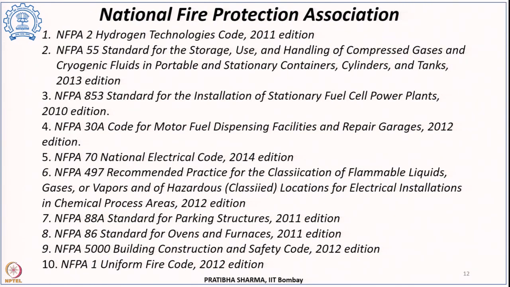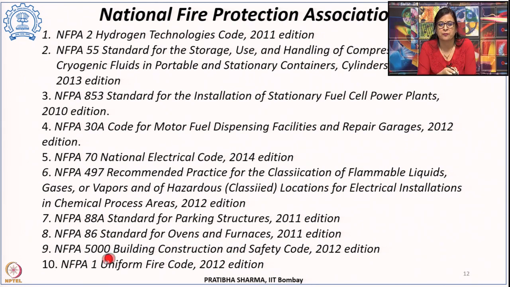Then there are National Fire Protection Association codes. NFPA 2 is about hydrogen technologies. NFPA 55 is the standard for storage, use and handling of compressed gases and cryogenic fluids in portable and stationary containers, cylinders and tanks. NFPA 853 is about the installation of stationary fuel cell power plants. NFPA 30A is about motor fuel dispensing facilities. NFPA 70 is about the National Electrical Code. 497 is about the classification of flammable liquids. 88A is about parking structures, and there are standards about ovens and furnaces and their usage. 5000 is about building construction and safety code.